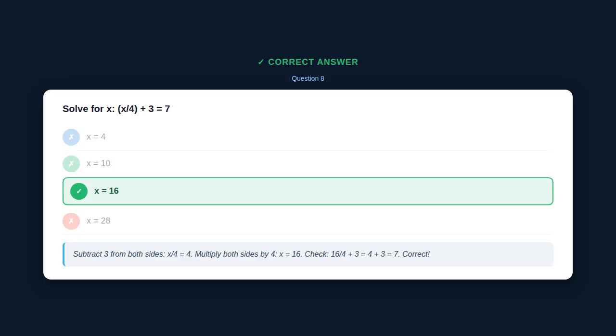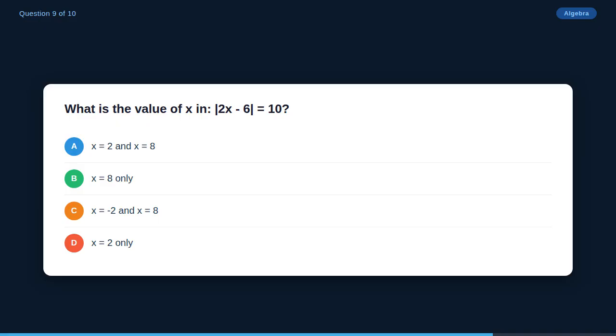Subtract 3 from both sides: x/4 = 4. Multiply both sides by 4: x = 16. Check: 16/4 + 3 = 4 + 3 = 7. Correct. Question 9 of 10.